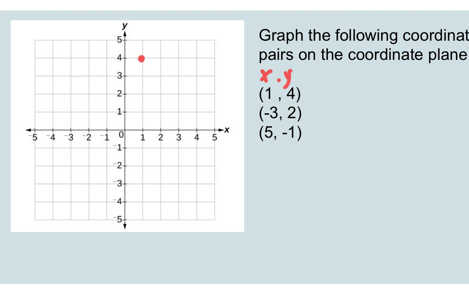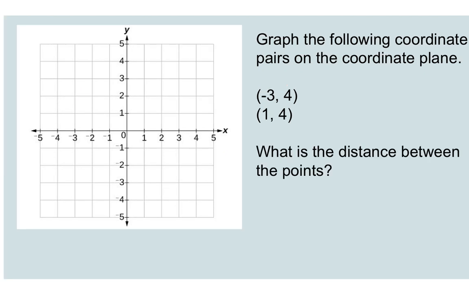Okay, the second one we're going to plot is negative 3 and 2. Again, I'm going to go to the origin. I'm going to count 1, 2, 3 on the negative side, and then it's positive, which is going to be above 0. 1, 2. So my second point is going to be right there. And then the final one, 5 and negative 1. 1, 2, 3, 4, 5. Again, left to right. And then negative is below the x-axis, so it's going to be right there. And there are 3 points.